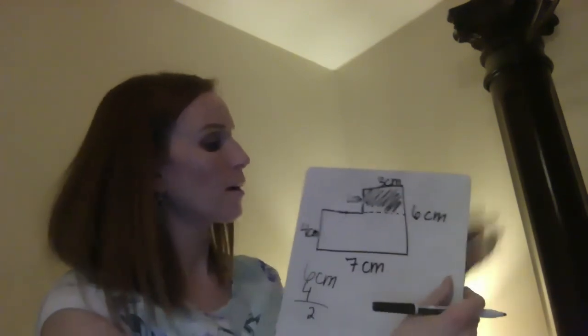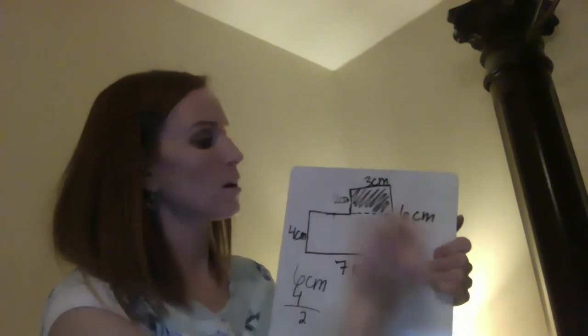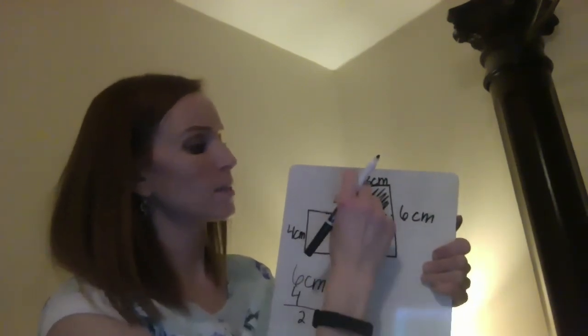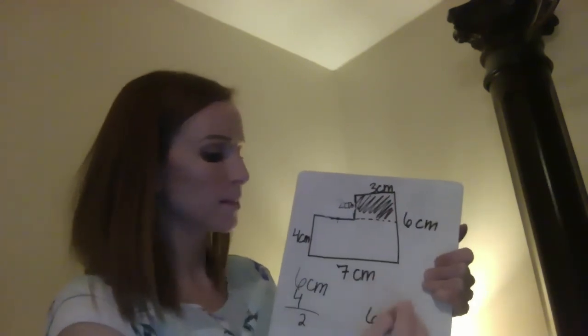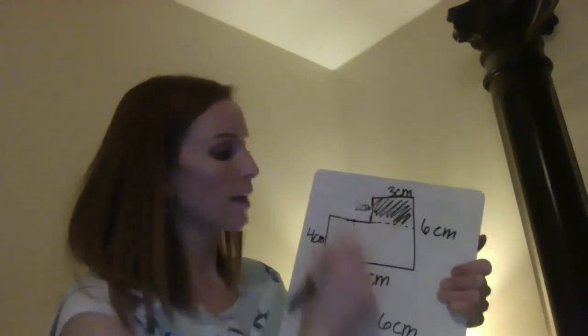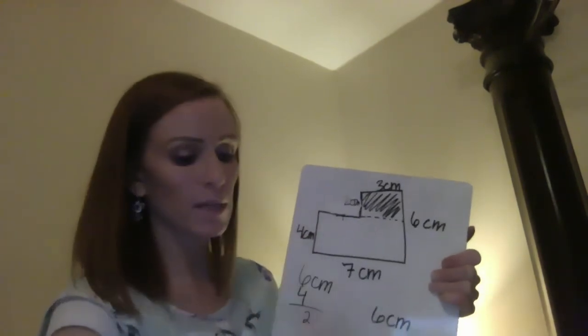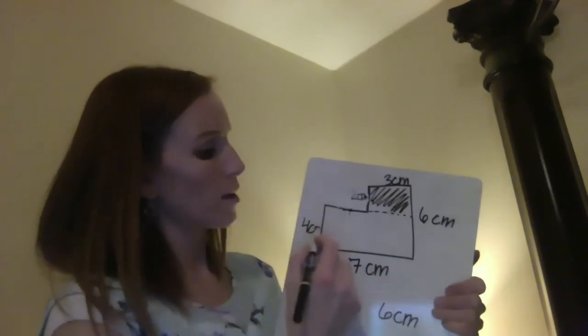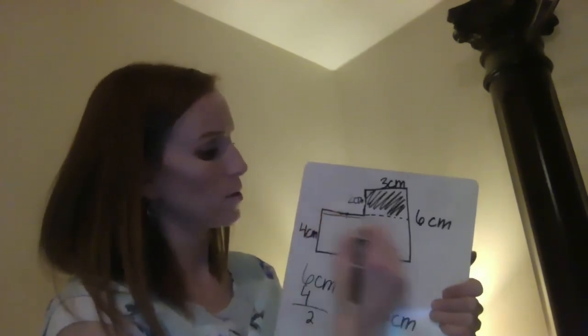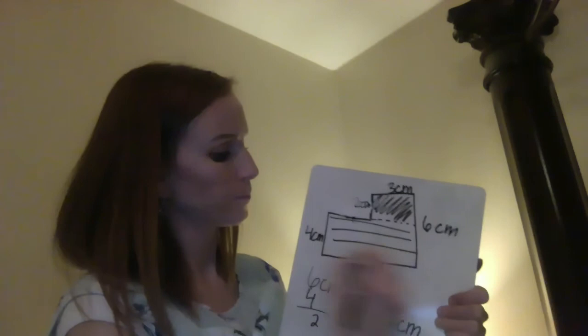So to find the area of this right here, we are going to say 3 centimeters times 2 centimeters, which equals 6 centimeters. So that equals 6 centimeters. Now we need to find the bottom part of our square. So right here, we're just going to now do this one.